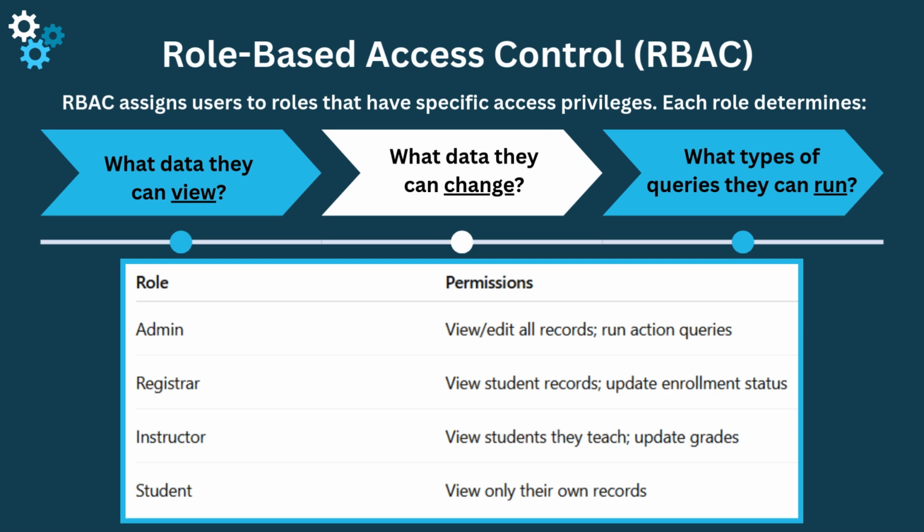RBAC makes it easy to manage permissions by grouping users with similar needs together. For example, teachers might all have the same level of access to student grades, while admins might have a broader access. This keeps things organized and ensures that no one accidentally gets too much access or too little.